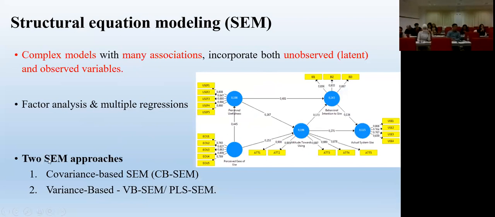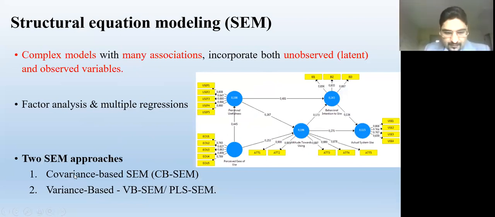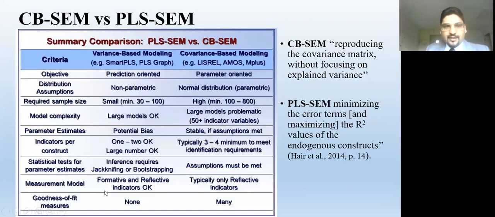So, as I mentioned, we have 2 SEM approaches, covariance-based SEM and variance-based SEM. Here is the difference between the 2 approaches. Based on these criteria that you can see on the left, objective, the distribution assumptions, the second column represents PLS SEM, and the last column on the right side shows covariance-based modeling. You can focus on the middle column because we are going to focus on PLS SEM, not CB SEM, because PLS SEM is more advanced than CB SEM. But you can see the differences. In terms of the objectives, variance-based modeling is prediction-oriented.